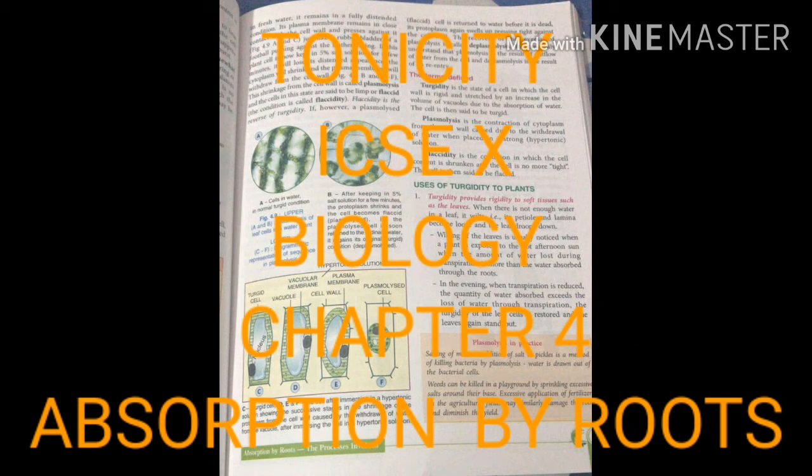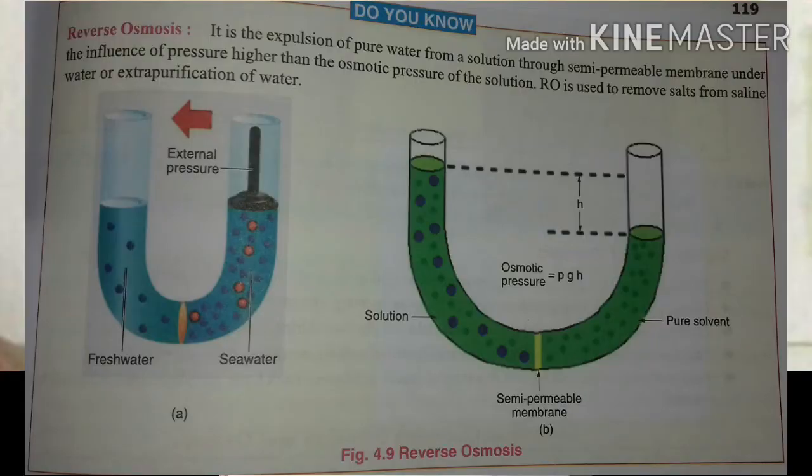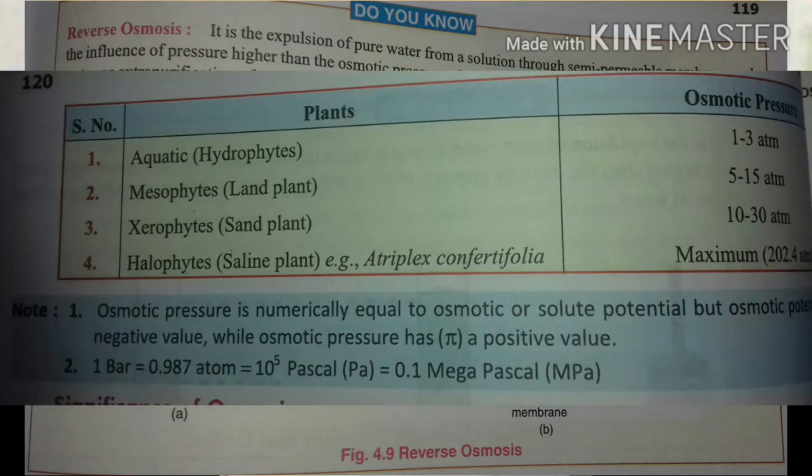Now I am talking about reverse osmosis. It is the expulsion of pure water from a solution through a semi-permeable membrane under the influence of pressure higher than the osmotic pressure of the solution. Reverse osmosis is used to remove salt from saline water or for extra purification of water.